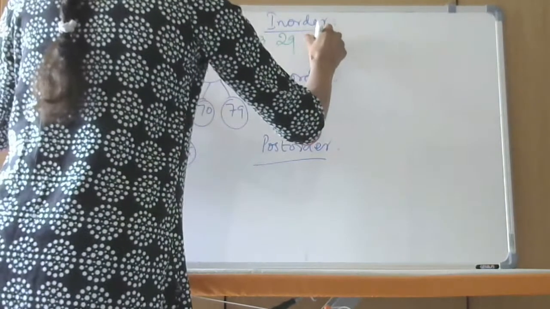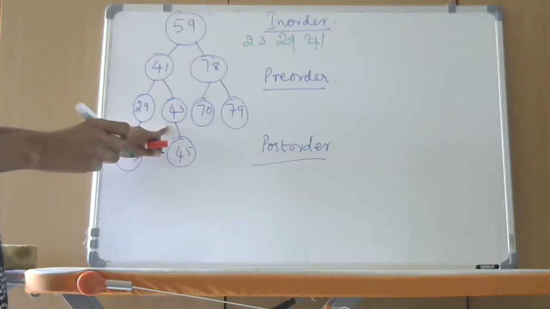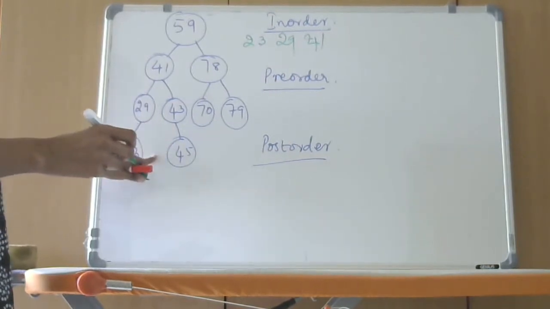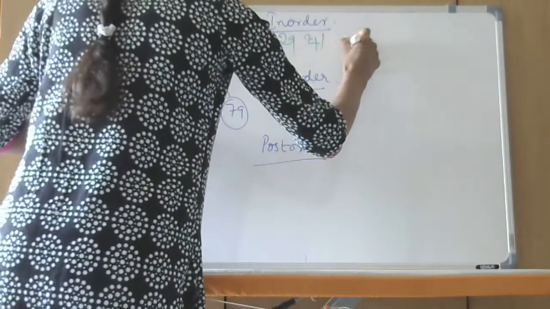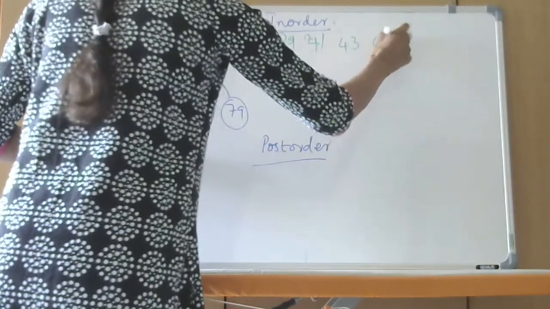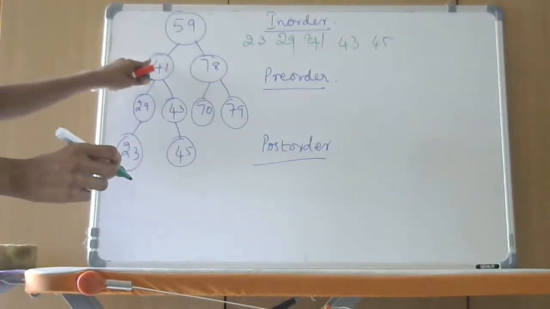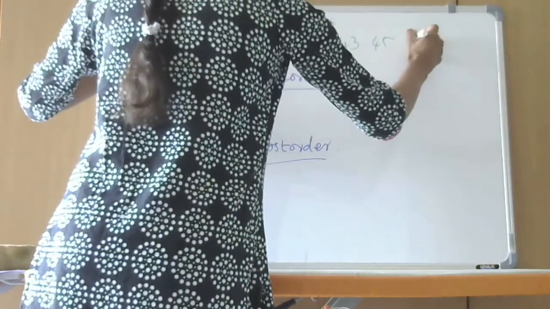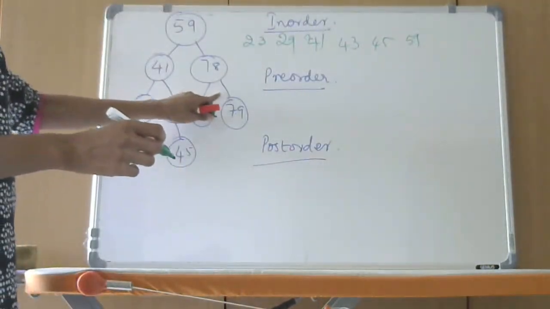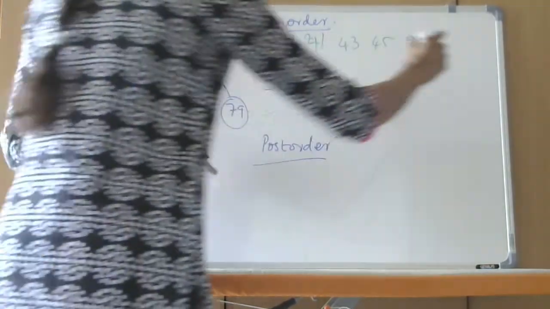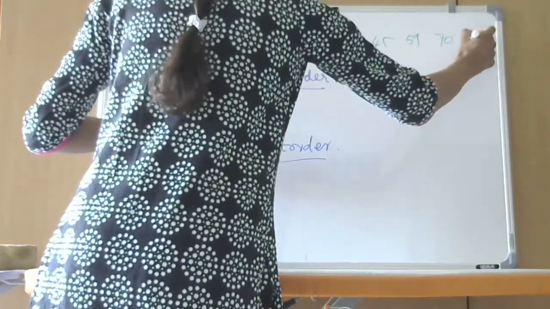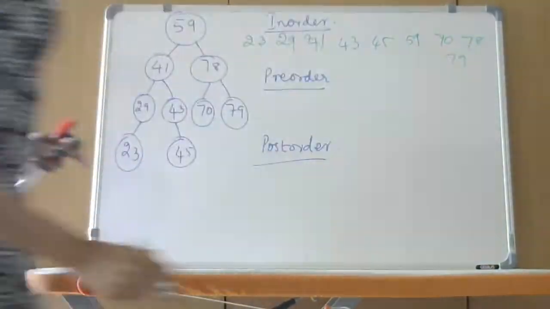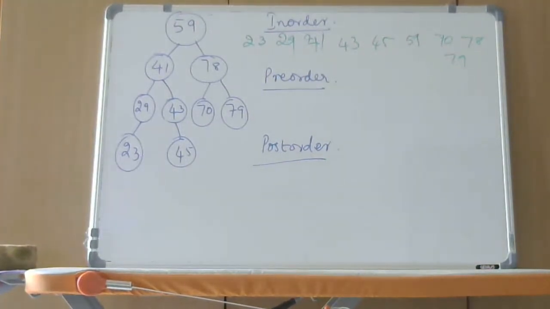Root is 41. Then I come to right. Again here there is no left, so I will write 43, the root. Right is 45. So this is over. Now left is over. Next is root. Root is 59. Again I will come to right. Left, root, right. So 70, 78, 79. So 23, 29, 41, 43, 45, 59, 70, 78, 79.